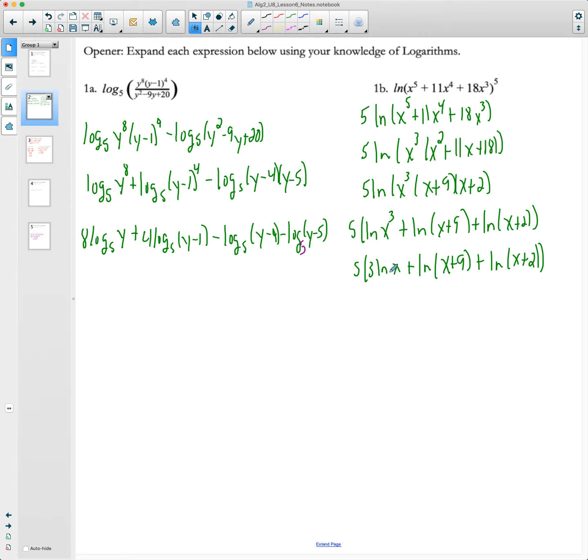And then once again, if you want, you can distribute that 5 to everything inside our parentheses here, or you can just leave it sitting out front. Either way is fine. All right, so hopefully that triggered your memory of some of the things that we talked about last time. Now what we're going to do is start with this, and we're going to try to go back to this. We're going to start with this and work backwards to this. So we're just going to reverse the process.